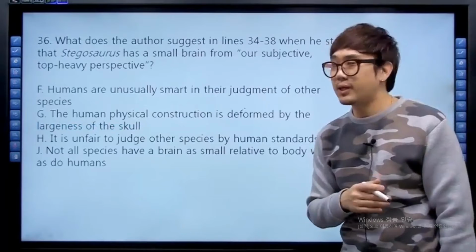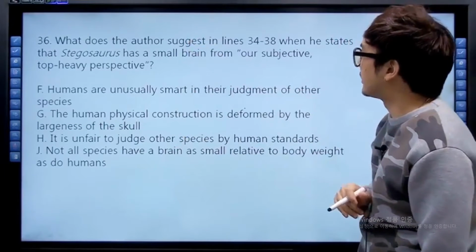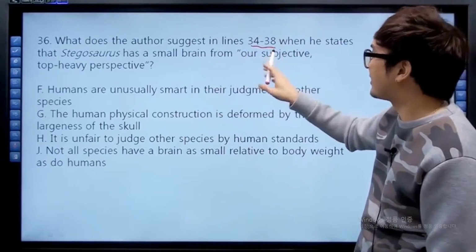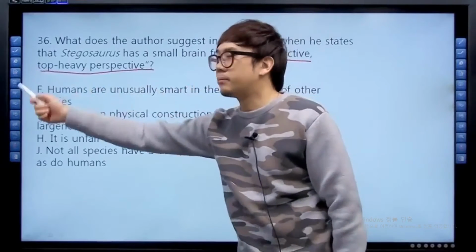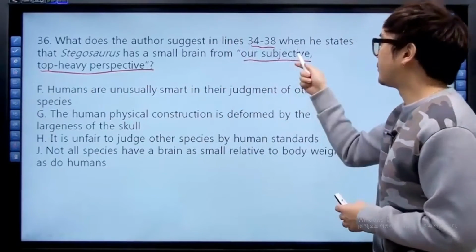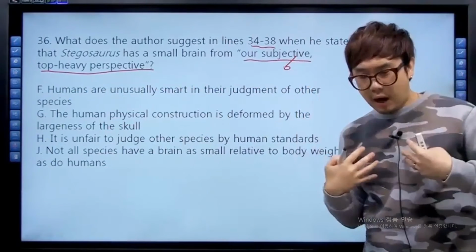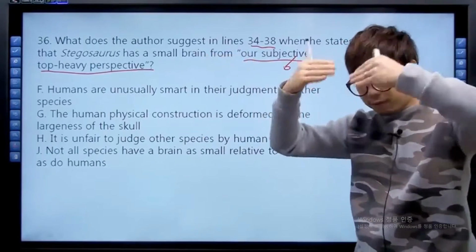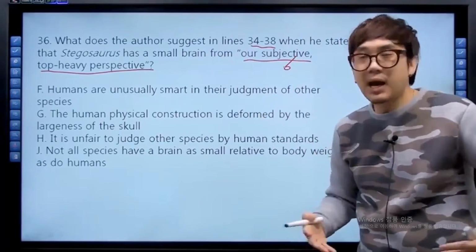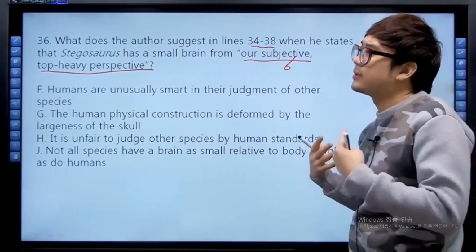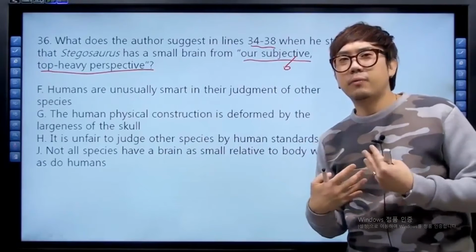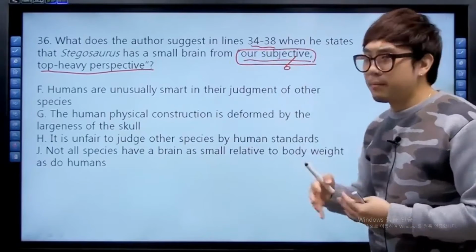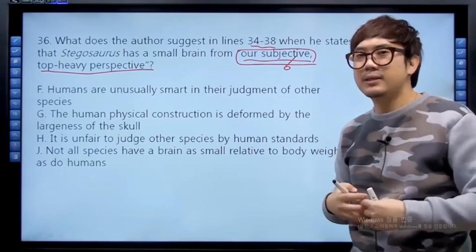Okay, let's move on to 36. What does the author suggest in lines 34 and 38 when he states that Stegosaurus has a small brain for our subjective, top-heavy perspective? You already know that when we say subjective, that's our point of view. In the eyes of human beings, we think that Stegosaurus, which has a flat and small head compared to its body size, would have had a very difficult time, right? Because they were pea-brained, they were stupid. That's what we're saying. That's subjective, right? That's subjectivity. And then top-heavy perspective, meaning looking down on that, a condescending point of view, right?